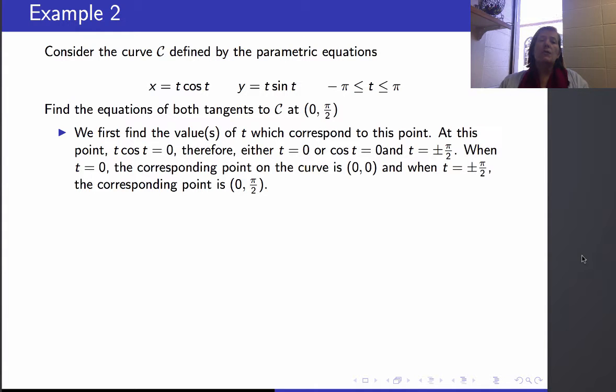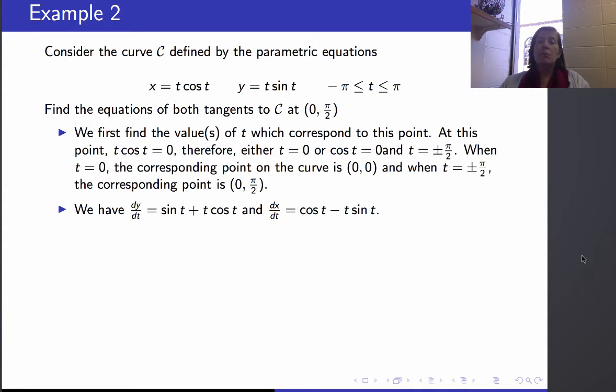When t is 0, the corresponding point on the curve is 0, 0, so that doesn't give us the point 0, pi over 2. And when t is plus or minus pi over 2, then the corresponding point on our curve is x equals 0, y equals pi over 2. So these are the two values of t which give us this point on the curve.